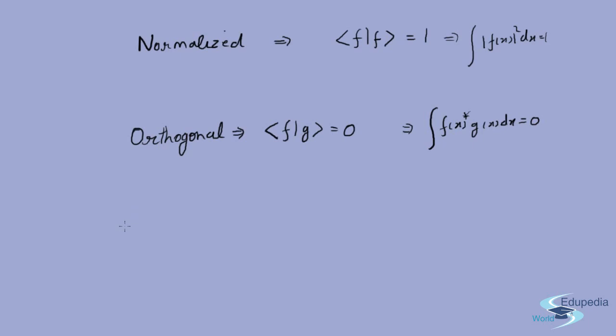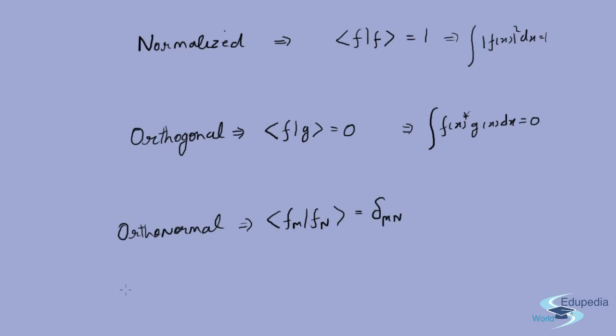Also, a set of functions is said to be orthonormal if every function in that set is normalized and every pair of functions is orthogonal, which means it is a set such that the inner product of fm with fn, where these are two functions in that set, is equal to delta mn, where delta is the Kronecker delta symbol. So that means if m is equal to n, this is equal to 1. If m is not equal to n, this is equal to 0.